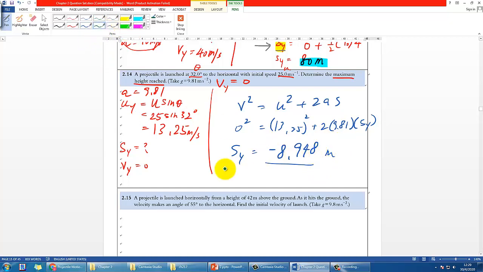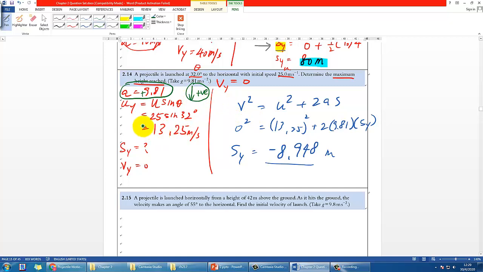If you follow through all these things I do, apparently when I define A, I define it as 9.1 positive. If I don't say it, that means I defined downward as positive implicitly.